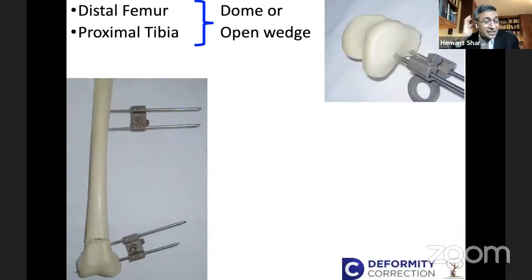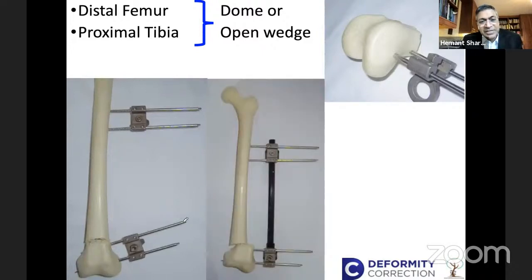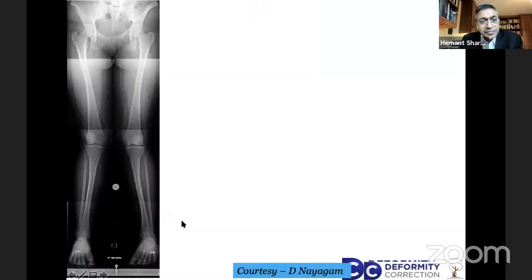And this is just a sawbone example that you plan it. You put the pins according to your plan, as Mangal pointed out earlier in the last case, which Divya showed, that you put in the pins and make them parallel. And once that is done, your deformity is corrected, and then you put in a nail or a plate, whatever you want.